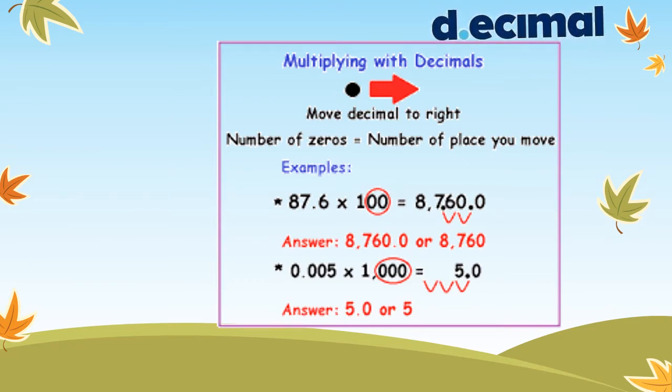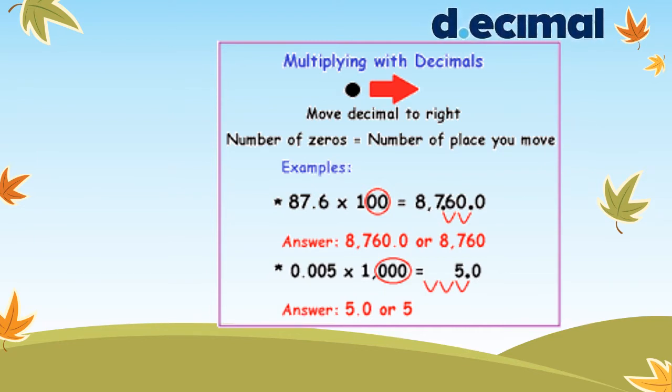So the answer will be what? I will move 1 step from the 6, but I don't have any digit else. Put 0 and keep moving, okay? So the answer will be 8,760. 8,760. Very good.